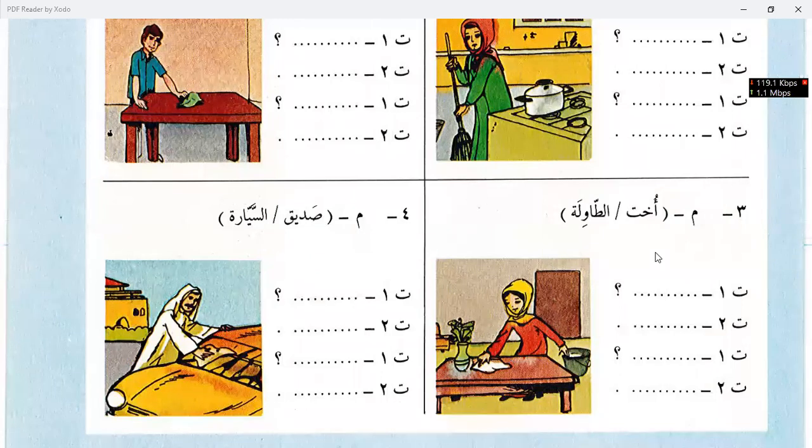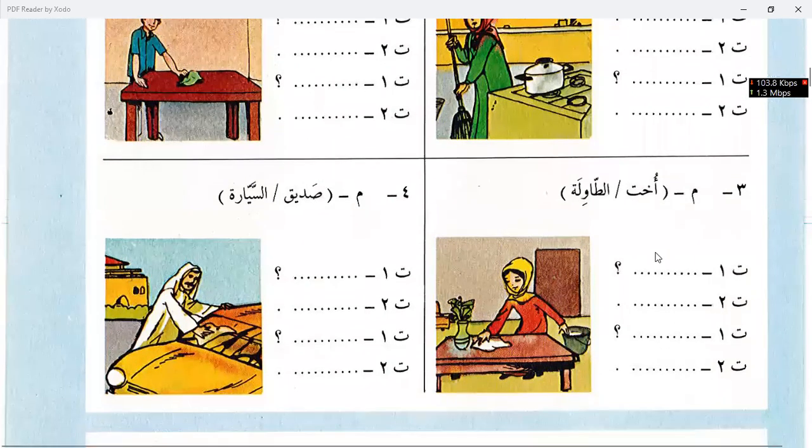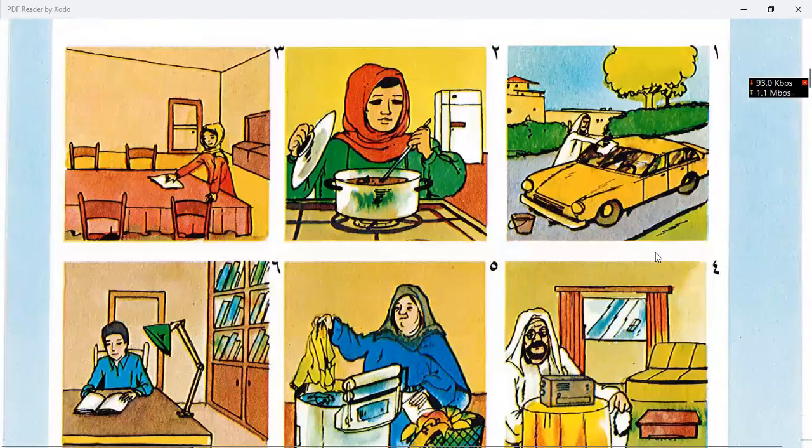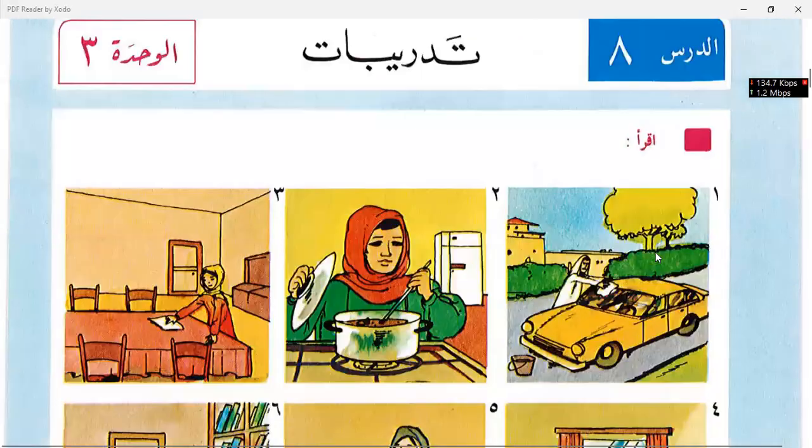Man hazihi? Hazihi ukhti. Maza tafalu? She is cleaning the table. Hiya tunazifu al-maktab. Hiya tunazifu al-maktab. Next time, inshallah, we'll start this lesson.